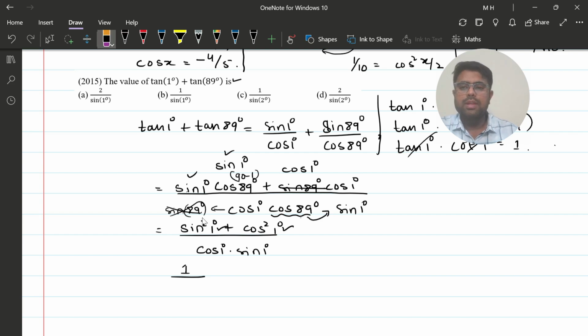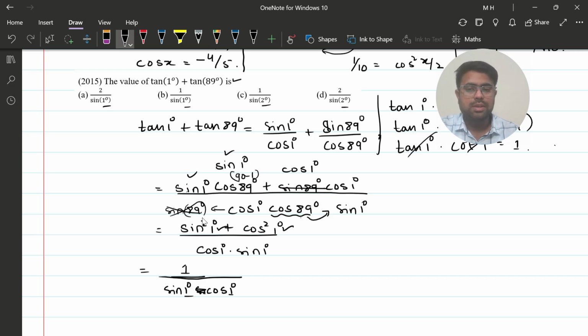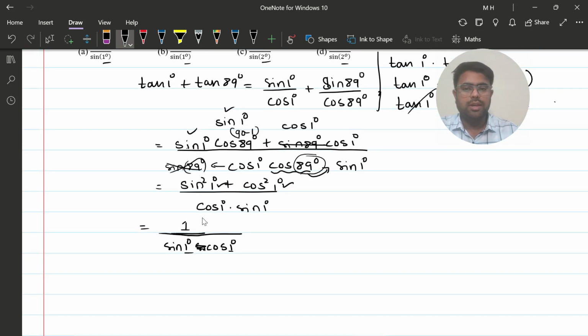divided by, I have what? I have sine 1 degree into cos 1 degree. See, if you look at what I got just now, it is in terms of 1 degree. If you look at the options, this is also 1 degree, this is also 1 degree, this is 2 degrees, and this is 2 degrees. So, all I wanted to say here is, if you get 89, it is of no use. Either I have to get 1 degree, or I have to get 2 degrees. So, it is better that I try to converge towards the options rather than getting what I want. Okay, so that's why I converted cos 89 into sine 1.